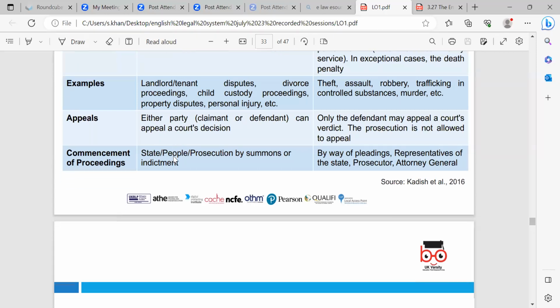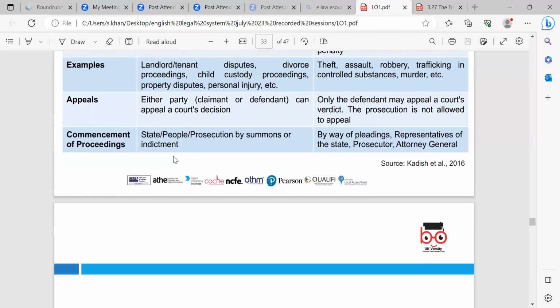The commencement of proceedings for civil cases is by the state, people, prosecution by summons or indictment, and for criminal cases it's by way of pleadings, representatives of the state, prosecutor and attorney general. The fundamental difference between civil and criminal law is the two different objects which law seeks to pursue: redress or punishment. In other words, criminal law seeks to punish for an offence and civil law seeks to achieve a remedy. For example, as we mentioned earlier, any sort of compensation for the injured party.